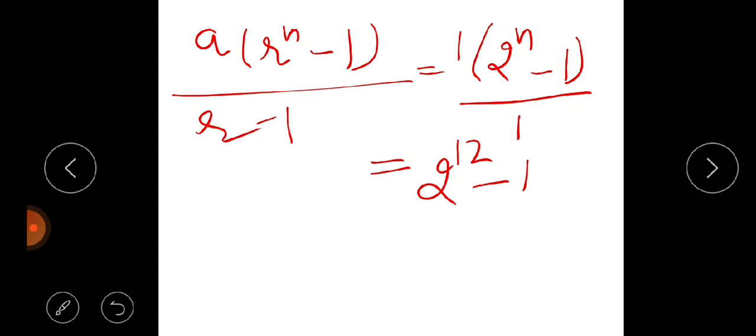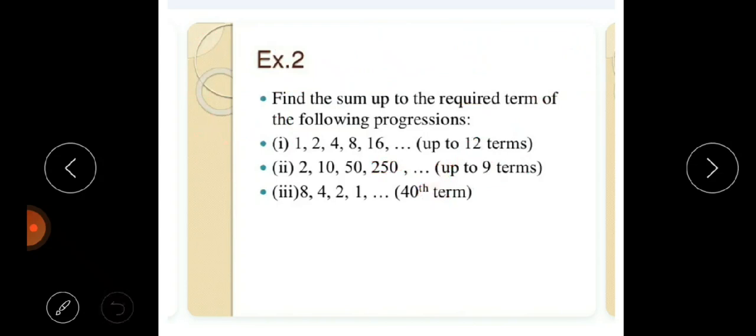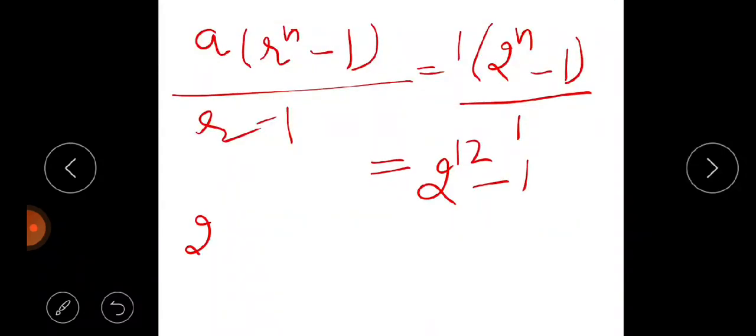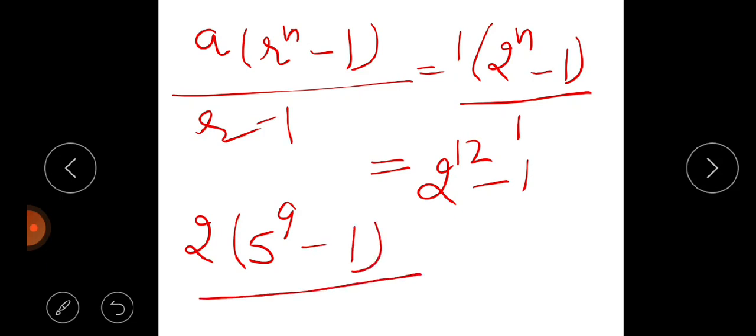Now next part, that is 2, 10, 50, 250 and up to 9 terms. So first term is 2 and R is 10 upon 2, that is 5. So 5 raised to power 9, we need the sum up to 9 terms, minus 1 upon 5 minus 1, that is 4. So solve 5 raised to power 9 and see what comes, that's your answer.